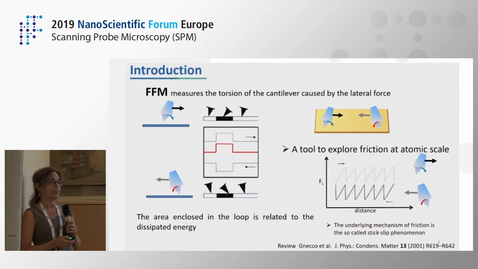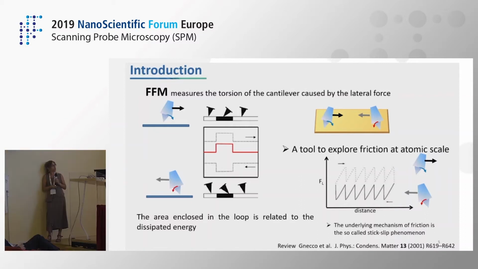Now, probably you know that frictional force microscopy was one of the earliest developments of AFM. Measured in contact mode, it measures the torsion of the cantilever caused by the lateral force while sliding on the surface. This force is reversed in the backward direction, and the area enclosed in this loop is called the frictional loop and is related with the dissipated energy.